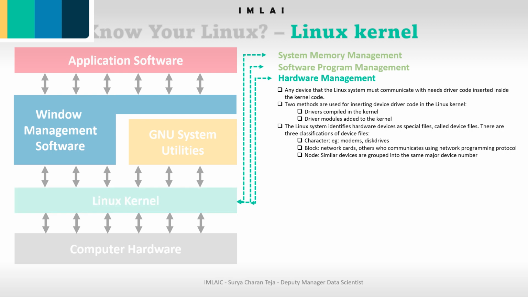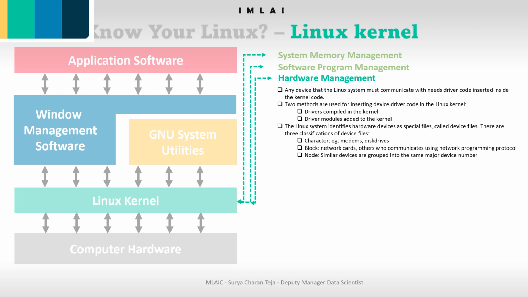The network file type is used for devices that use packets to send and receive data. This includes network cards and a special loopback device that allows the Linux system to communicate with itself using common network programming protocols. Then the third one we have is the node or network.